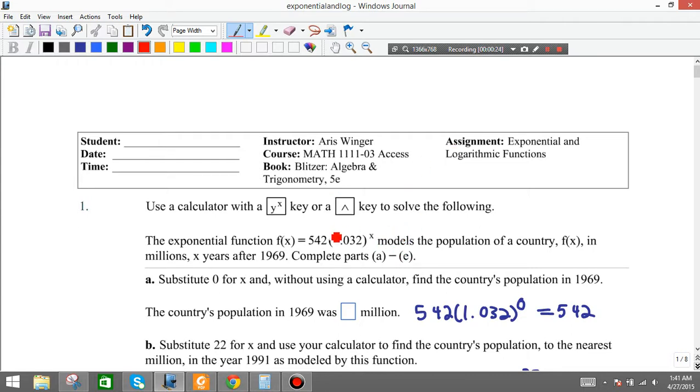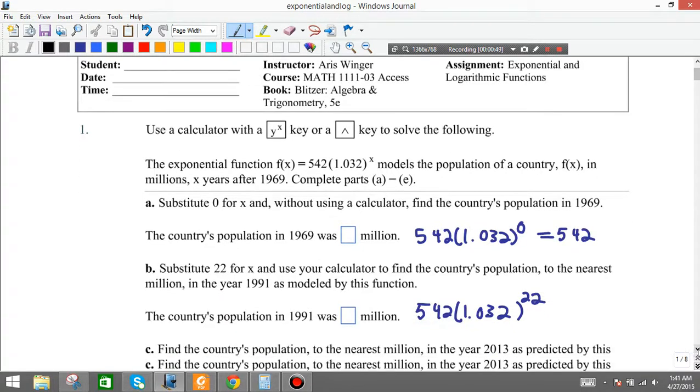Here's the exponential function, 542 times 1.03 to the x, and it models the population of a country x years after 1969. Substitute 0 in for x here. So a lot of this is just doing stuff by the calculator. So put this in the calculator, plug in 0 for x, you get 542.